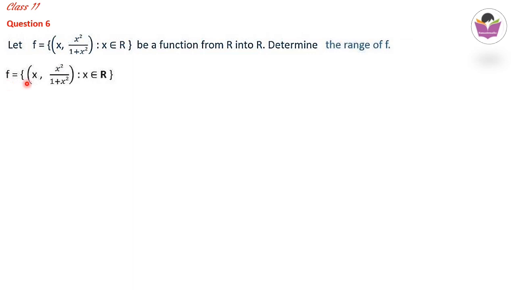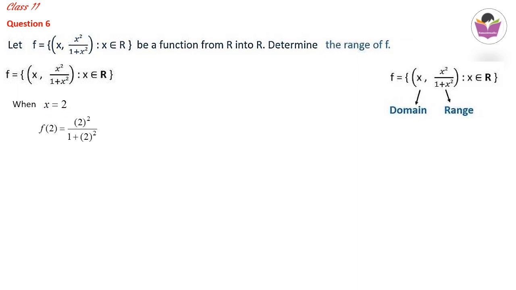So f is equal to the set of all x comma x square by 1 plus x square such that x is an element of R. This is our function, and we know that when a function is given in this format, the first elements are called the domain and the second elements are called the range. So our input values are from R, real numbers. Let's check by taking different values. First of all, I am taking x is equal to 2 from the real number system. When I substitute, my f of 2, that means my image, will be 2 square by 1 plus 2 square. I have to remove x and put 2: 2 square by 1 plus 2 square.